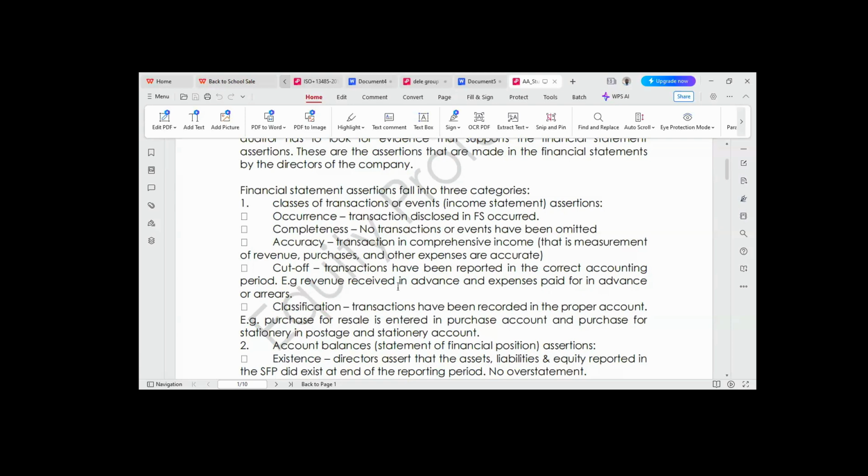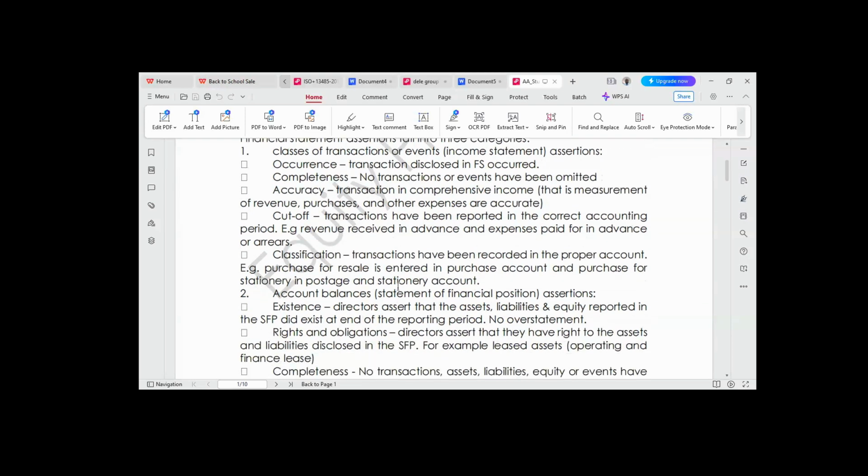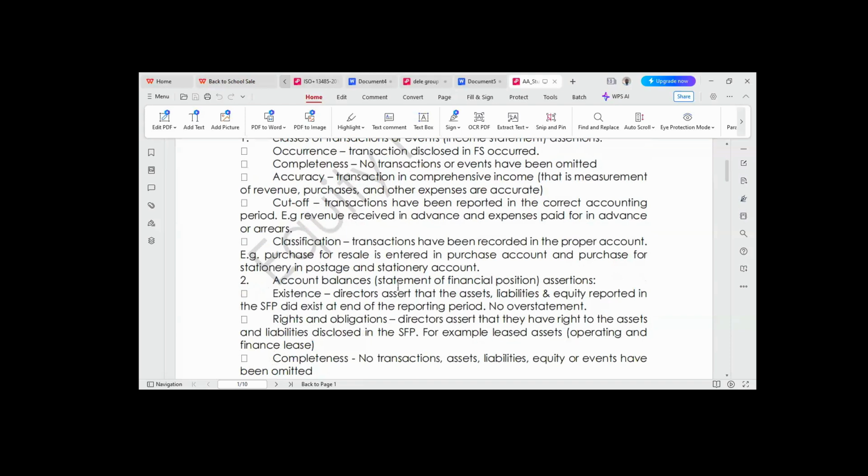Then we have the second type of assertion, which we call assertion based on account balances. I said that relates to your statement of financial position. And there, the auditor will be testing those assertions made by the management. The auditor will test for existence. The auditor said that all assets, liabilities and equity interest reported in the statement of financial position do exist at the reporting period. So the auditor will test that those assets actually exist, that those liabilities actually occurred, and those equity actually exist. Okay, so that's what we'll be testing.